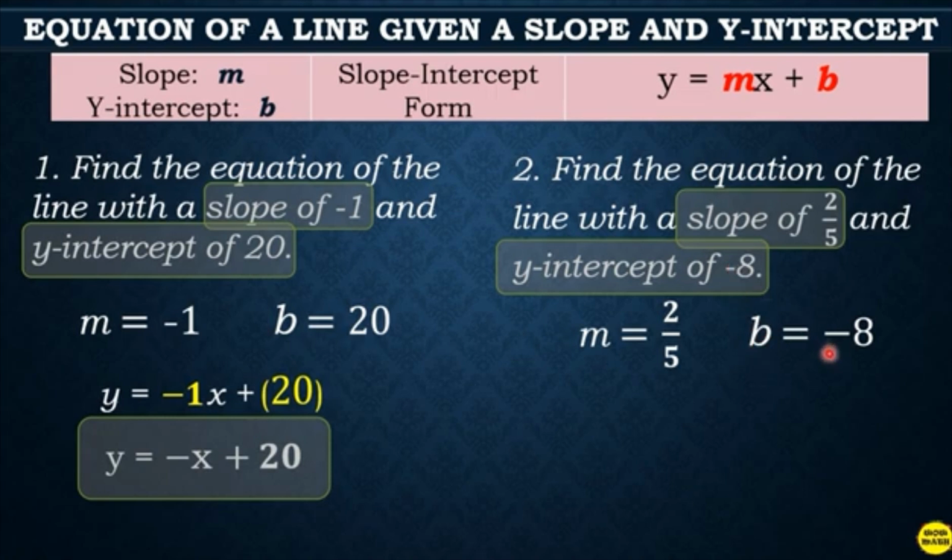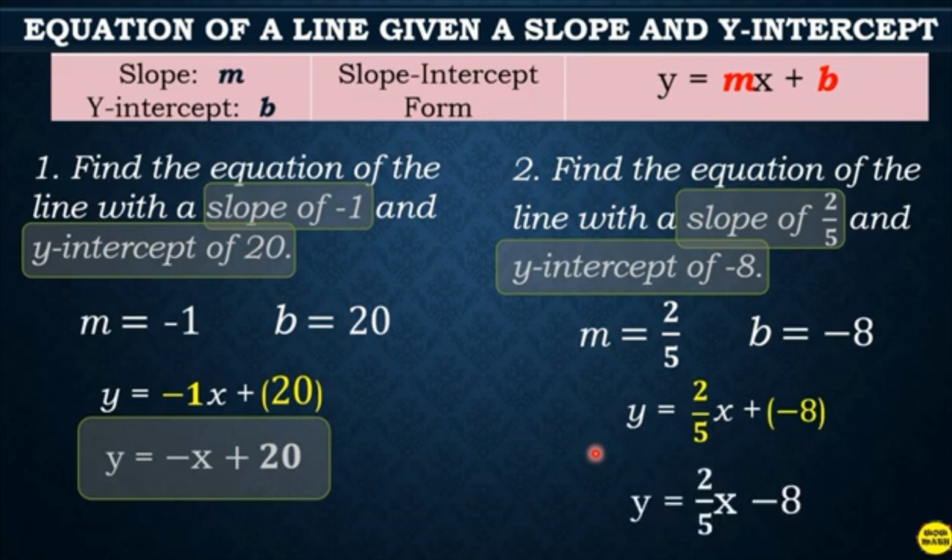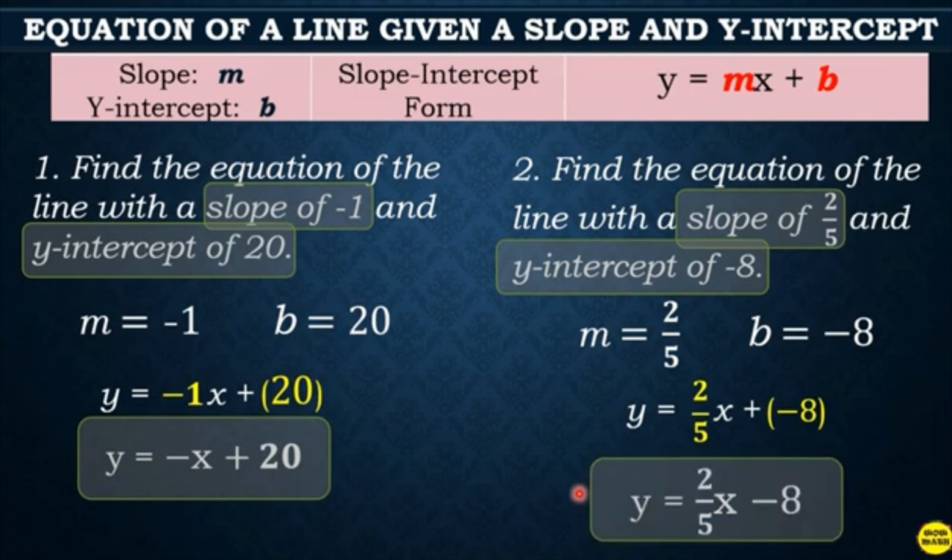So, therefore, we will have, substitute lang natin siya dun sa form natin. We will have y is equal to, anong ilalagay natin dito? 2/5 x plus, this is your b is negative 8. Okay, so i-simplify pa natin. So, we will have y is equal to 2/5 x, positive times negative, that is negative, so minus 8 tayo. So, therefore, for number 2, this is the equation of the line.